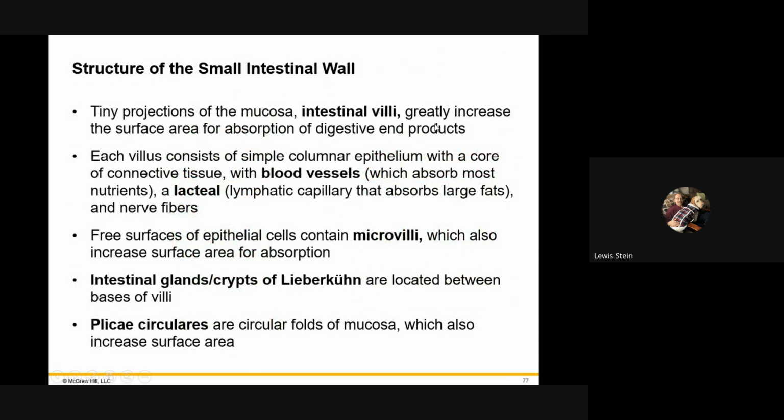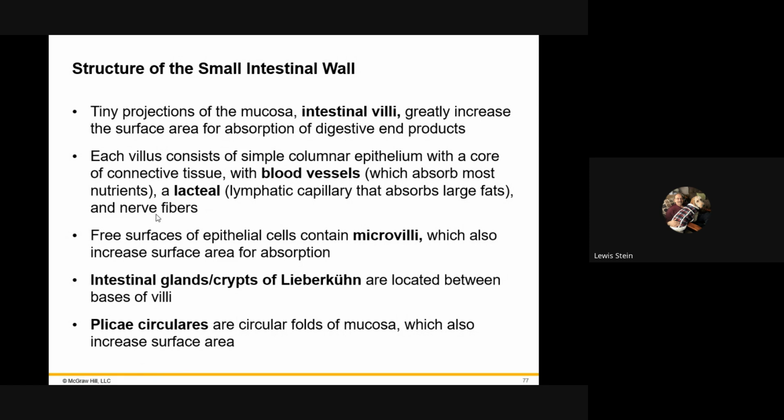Tiny projections of the mucosa. This is the beauty of this. It's elegantly designed for surface area. You're going to look at villi, fingers, tremendous amount of surface area. Each villus, singular, simple columnar, blood vessels, and each one of those capillaries wraps around a lymphatic capillary called the lacteal, an important name to remember. Certainly there's nerve fibers, and that finger is surrounded, all over, by simple columnar cells with microvilli, more surface area.